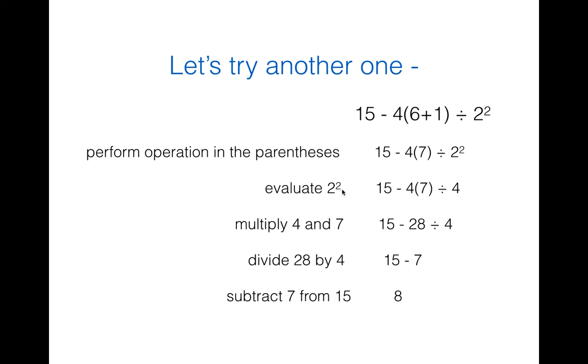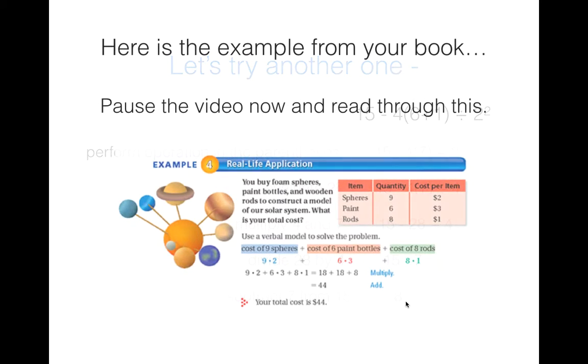Then we're going to evaluate 2 to the second power, 2 squared, which becomes 4. Then we're going to multiply 4 times 7, and we get 28. Then we're going to divide 28 divided by 4, and we get 7. And then we subtract 7 from 15, and we get 8. All right, now we're ready for the next slide.